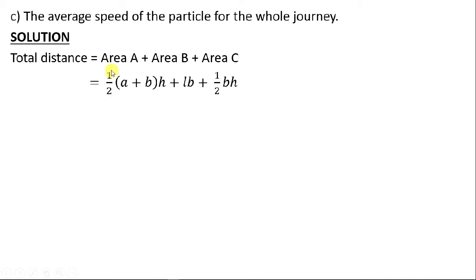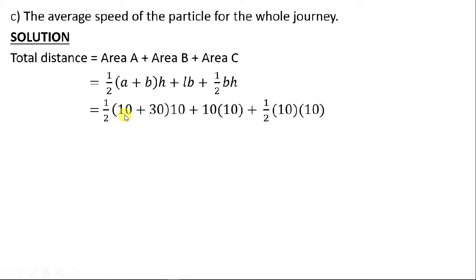Let's do that. The area of a trapezium is half a plus b times the height, plus the area of the rectangle is L times b, plus the area of the triangle, which is half base times height. So if we substitute, our a will be 10, our b will be 30, our height will be 10 for the trapezium, plus for the area of the rectangle, we are going to get 10 and 10, that will give us a square, plus the area of the triangle.